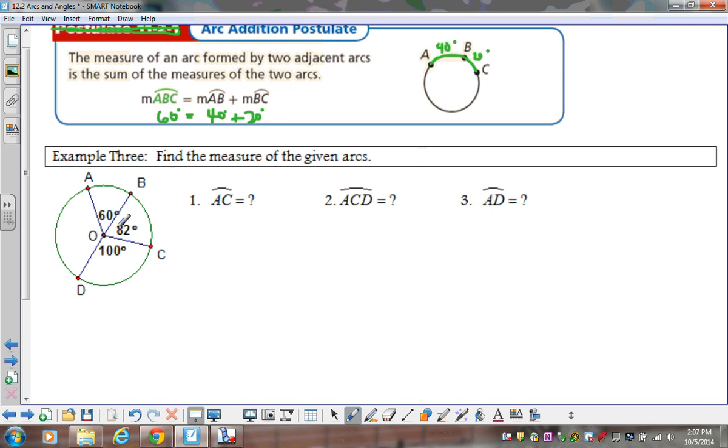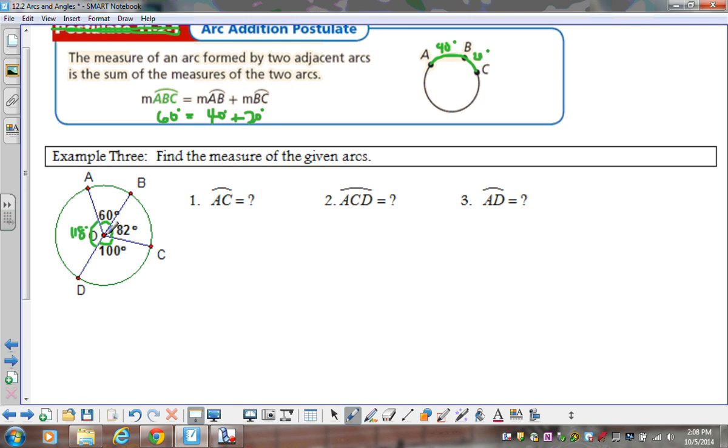All right, so here we know that the measure of angle AOB, this central angle here, is 60 degrees. We know that the measure of angle BOC here is 82 degrees. And we know that the measure of angle COD is 100 degrees. Now I need to find this missing angle here, which is the measure of angle AOD. If you guys remember, the entire circle is 360 degrees. If I can add these pieces up and then subtract from 360, that'll give me the measure of that missing piece. So if I take 360 minus 100 minus 60 minus 82, that gives me this missing angle right here to be 118 degrees.